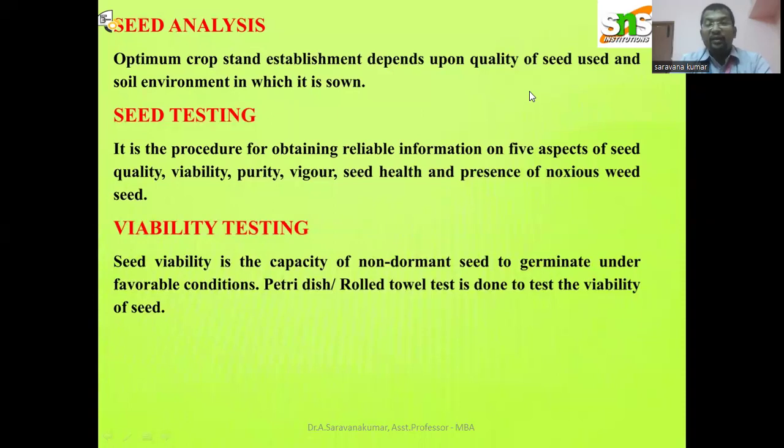Viability testing: whether the seed will be viable or not viable. So quality or not quality, we are going to check it. Seed viability is the capacity of non-dormant seed to germinate under favorable conditions. The Petri dish rolled towel test is done to test the viability of seed.